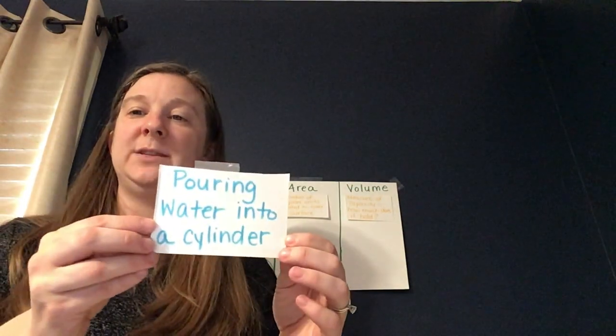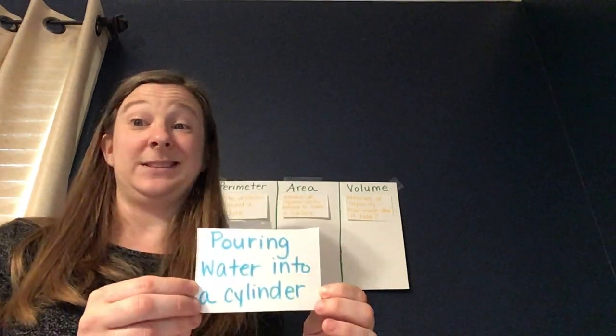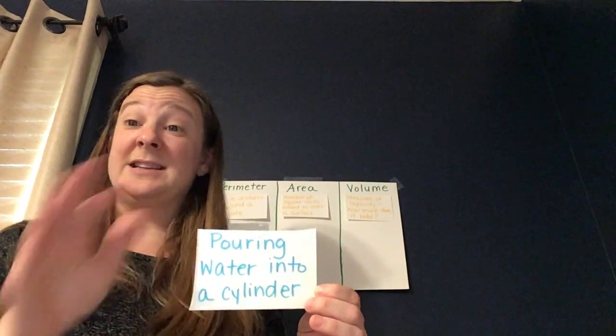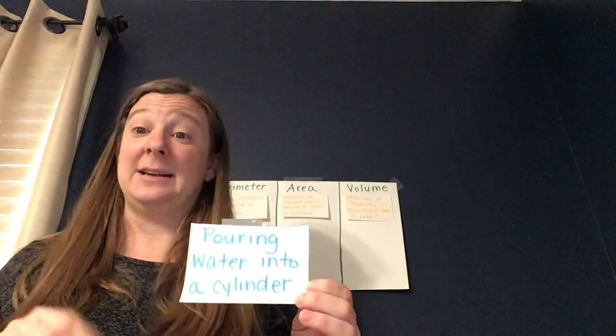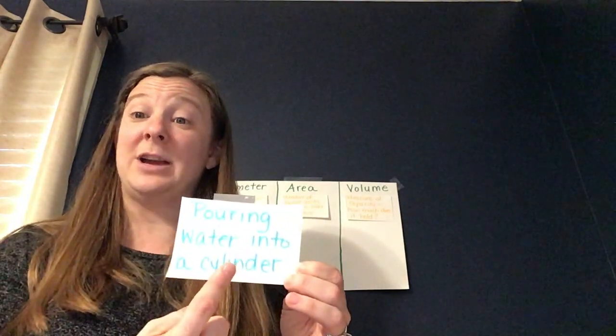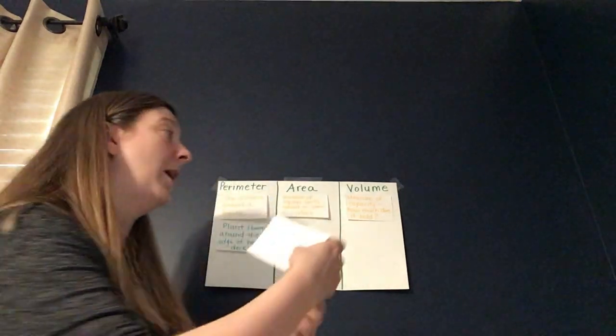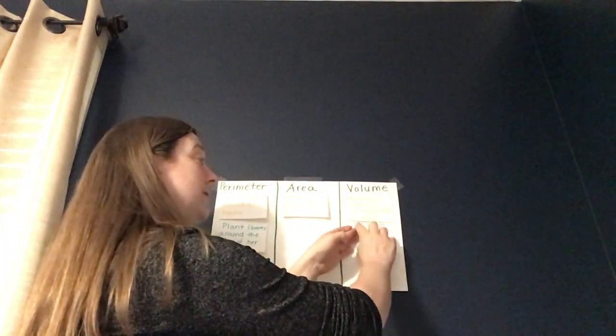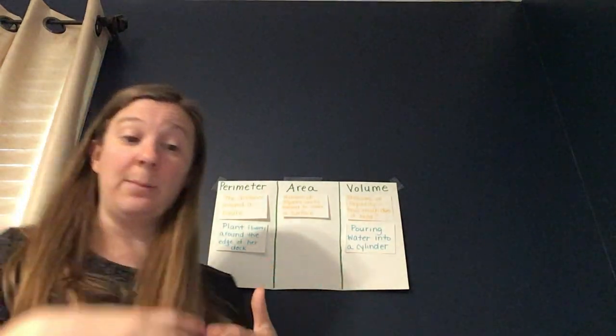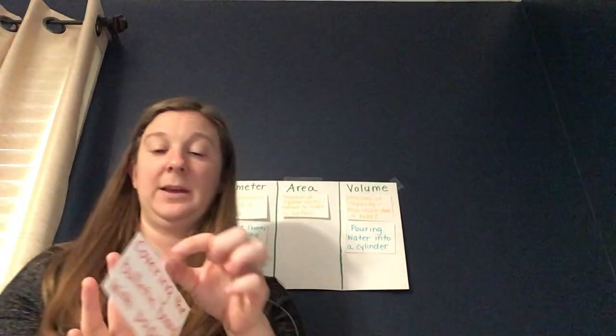Pouring water into a cylinder. It's not the outside edge. It's not a two-dimensional flat inside. It's actually a three-dimensional object, that cylinder. So pouring the water means I'm looking at the volume or the capacity, how much it would actually hold.